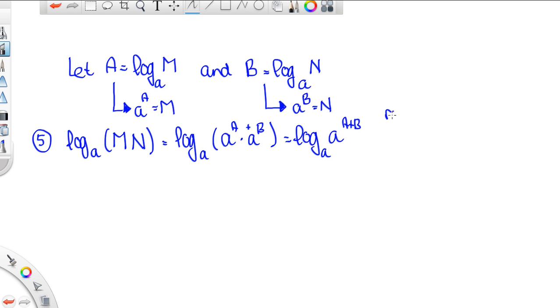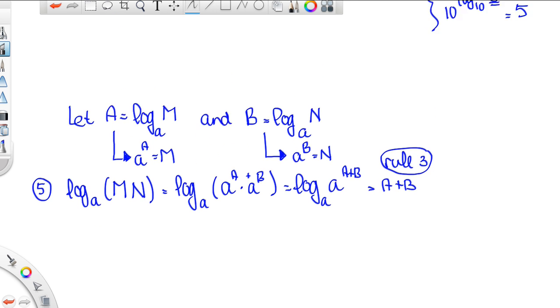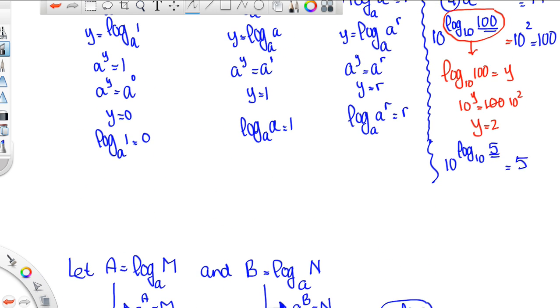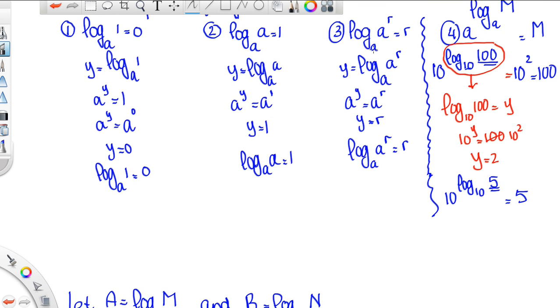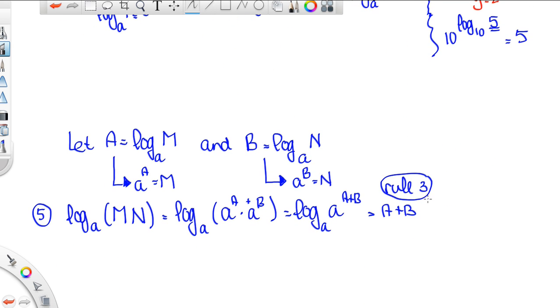And then I think this is rule number 3, right? We just sort of proved that if the bases are the same, you should just get the exponent. So this should just be a plus b. So let's double check that. So rule 3 should be just above it. And rule 3 said if the bases are the same, you just get the exponent. In this case, the exponent is a plus b. And that leaves us with the following.